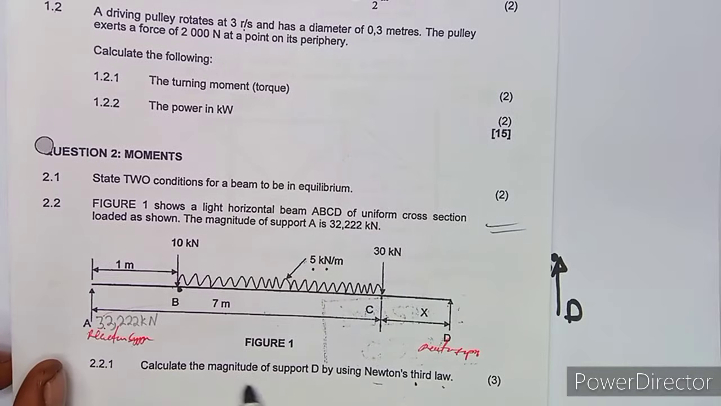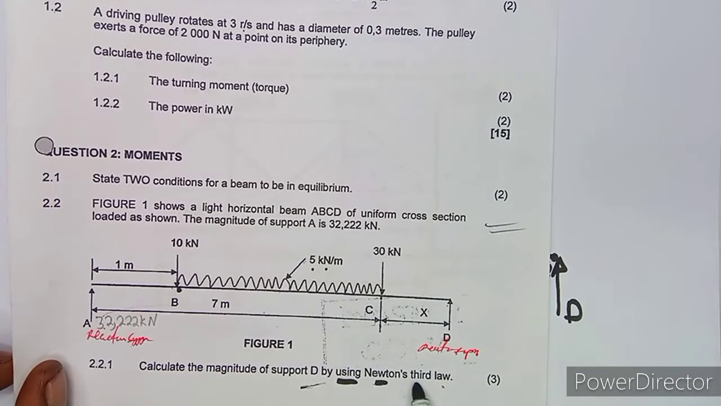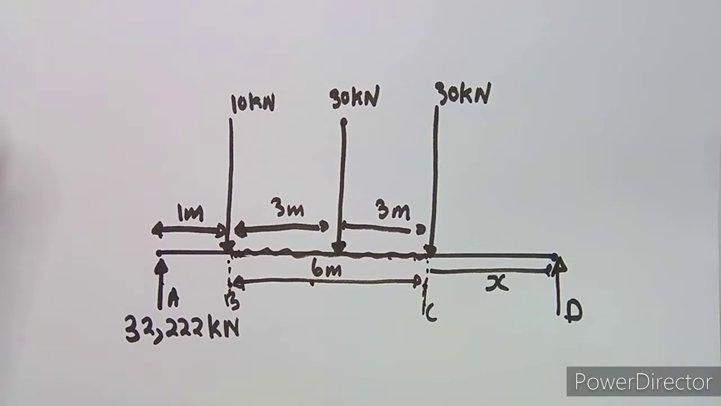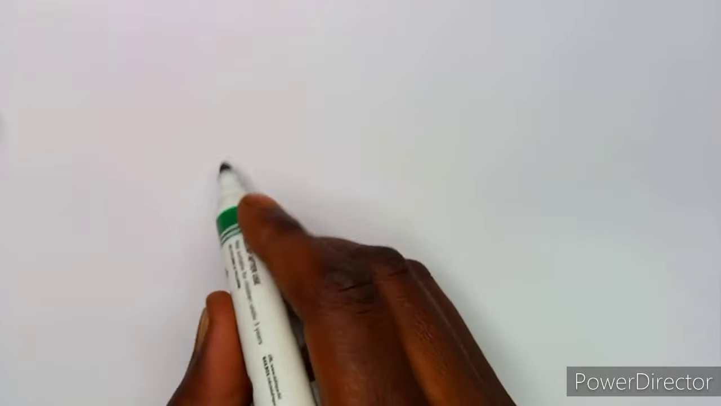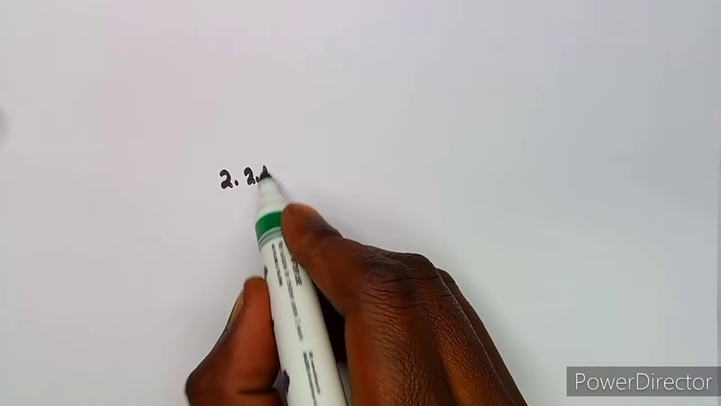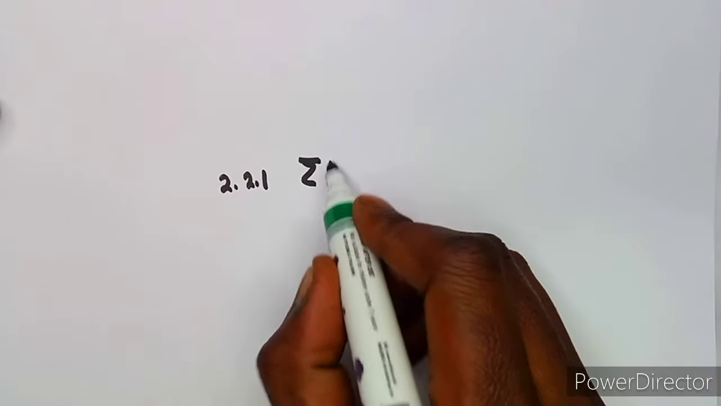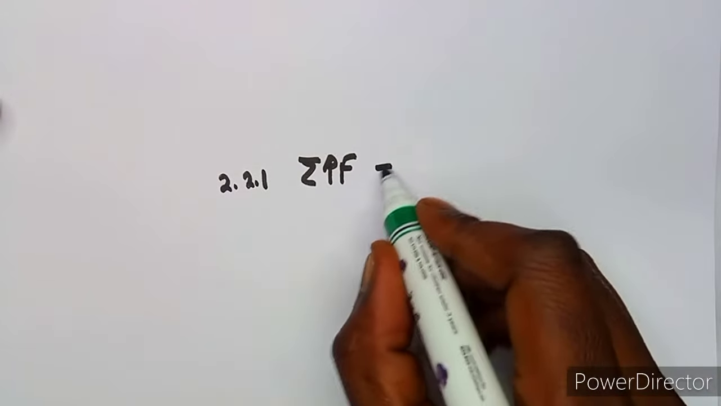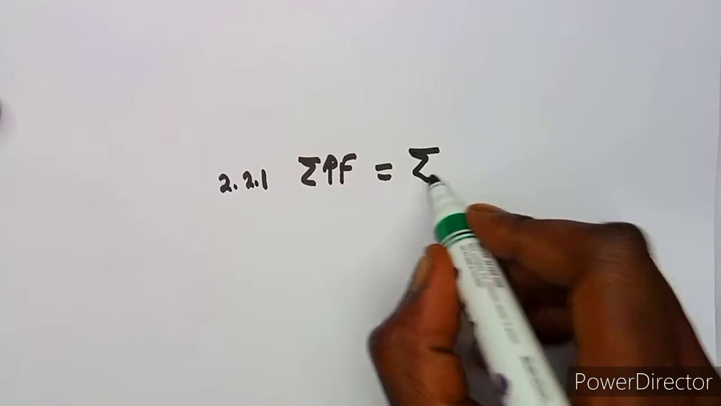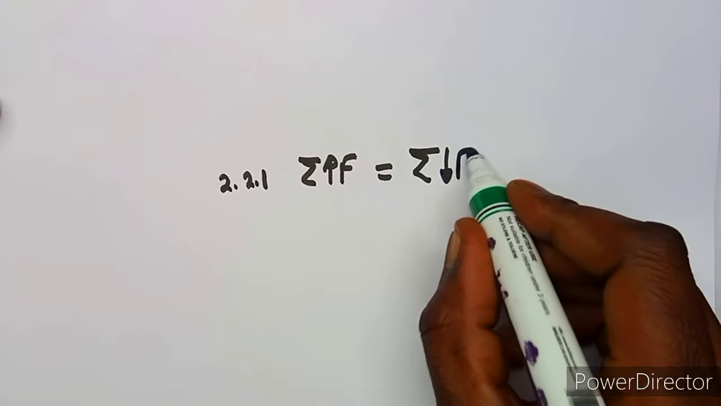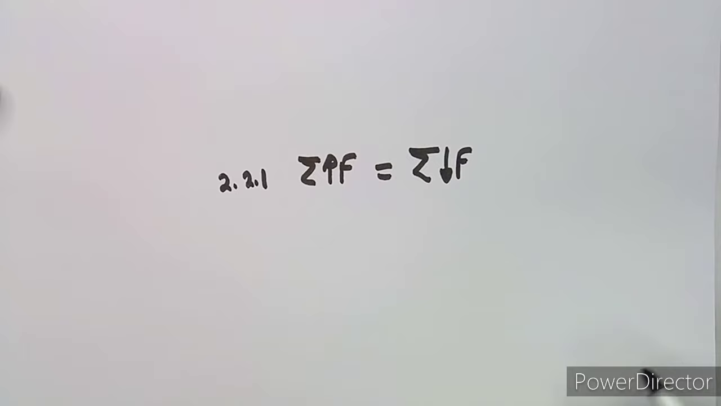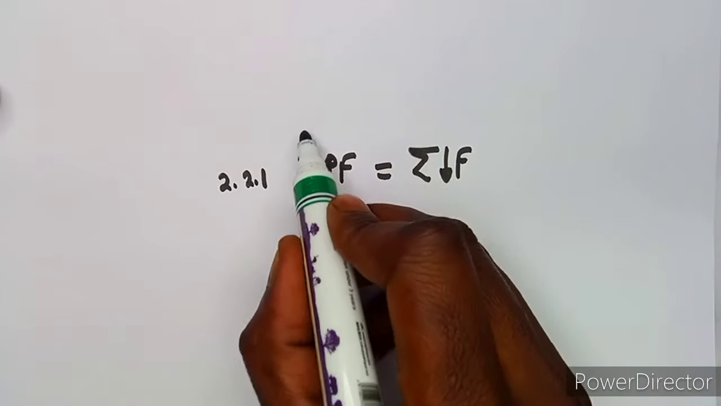Now we can calculate the magnitude of D by using Newton's third law. Which one is Newton's third law? This is the one that I was talking about, guys: the sum of upward forces being equal to the sum of the downward forces. So the upward forces, these are the supports.